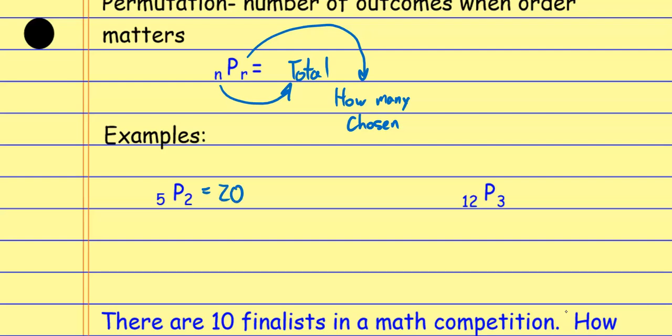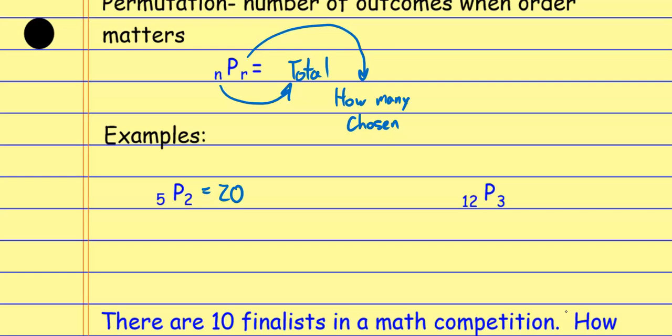Okay? In other words, if I have 5 different things and I pick 2 of them at a time, it means there are 20 different arrangements I could make. I could take the first 2 things and switch the order. That's 2 arrangements. So there's 20 different ways I could do this.